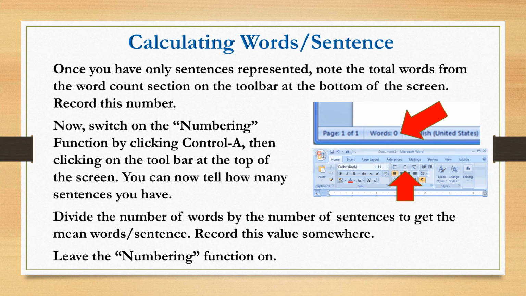Once we've eliminated all the non-sentences, all we have to do is record the number of words from the lower toolbar. To calculate the number of words per sentence, hit Control-A and restore the numbering function by going to the top toolbar. Record the number of sentences. Divide the number of words by the number of sentences. Record this value. Now we have words per sentence. Leave the numbering function on as we move on to the next part.